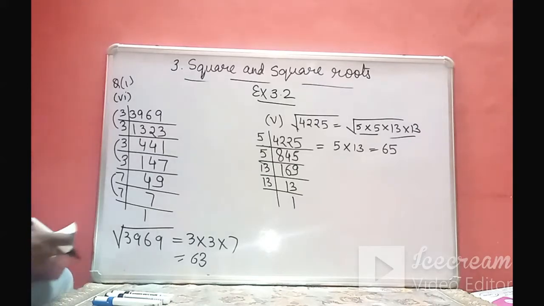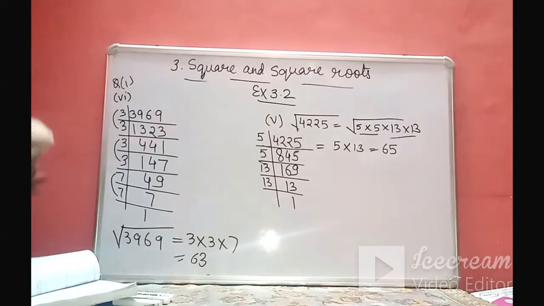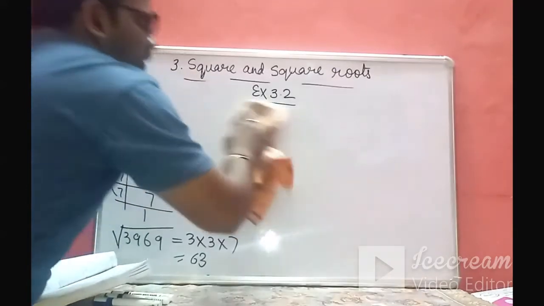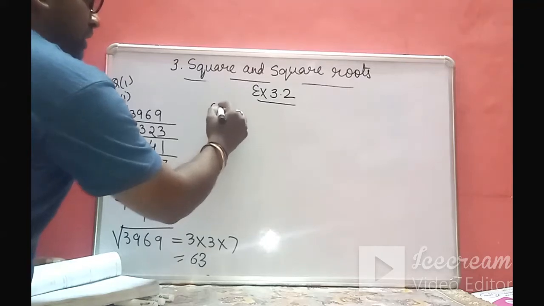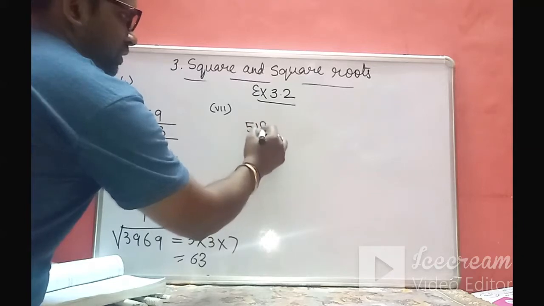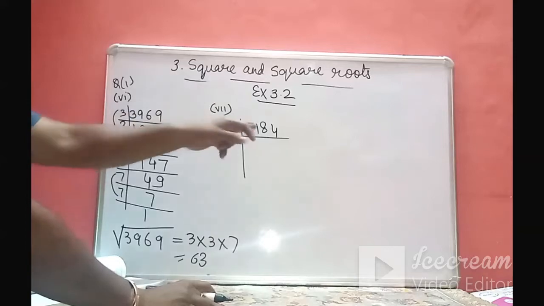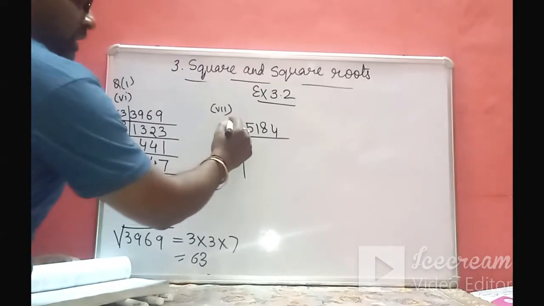Okay, now let me solve one more part for you so that you can understand. Prime factorization method means you have to always divide only by prime numbers. Okay, don't use composite numbers. Like this number is divisible by 4 also, but you cannot start the prime factorization with 4. So we will start with 2 only.